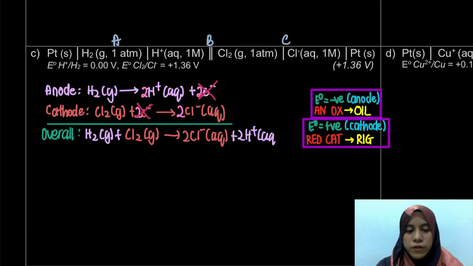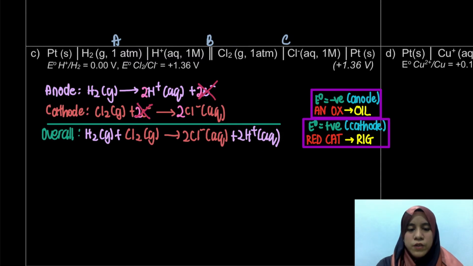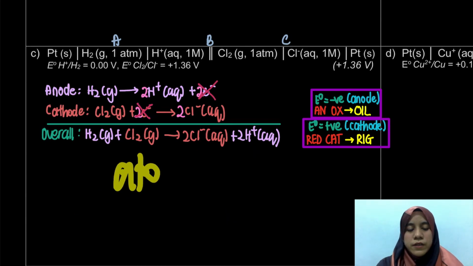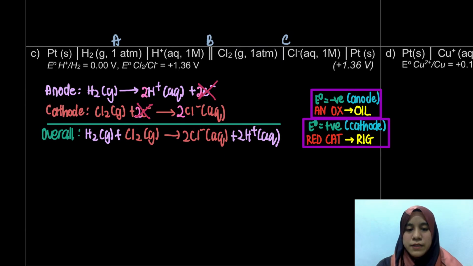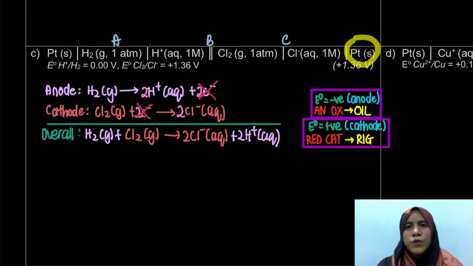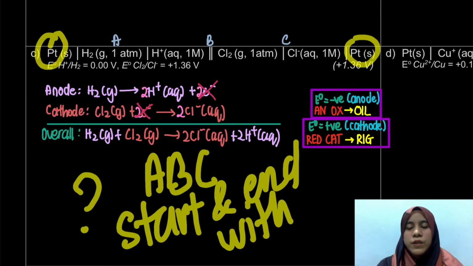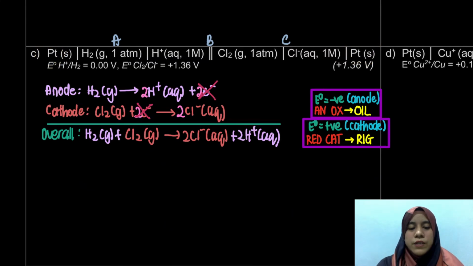So actually, for the overall equation itself, you can see the equation is balanced as well. So right now, let's check to balance the charge itself. So negative 2, positive 2. Okay, both sides we get 0. Okay, how about the atom? On the reactant side, 2 hydrogen, 2 chlorine. The same goes for the product. So the equation is balanced. The platinum is the inert electrode, so we don't have to include it. So why do we have our inert electrode? Because remember, for the ABC rule, we have to start and end with the electrode. The electrode must be a solid. So that's why we include the platinum solid, which is inert electrode. Okay, so that's the first question.